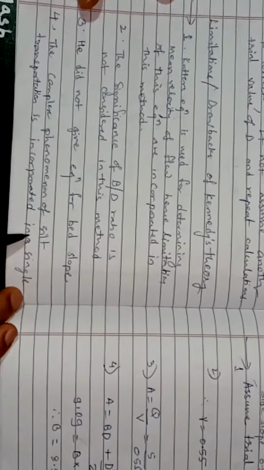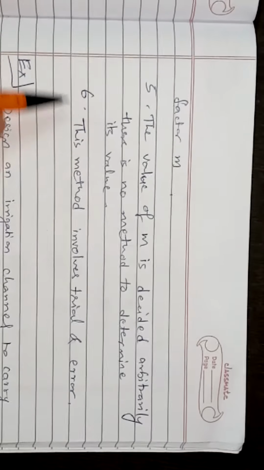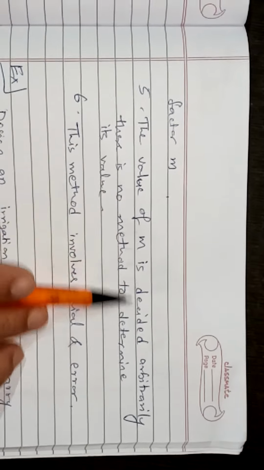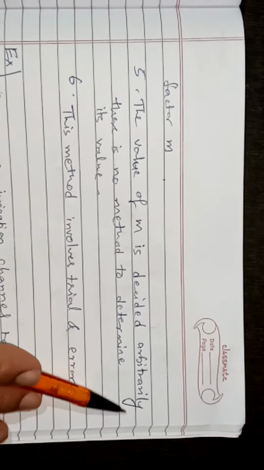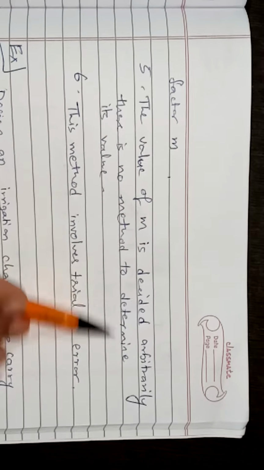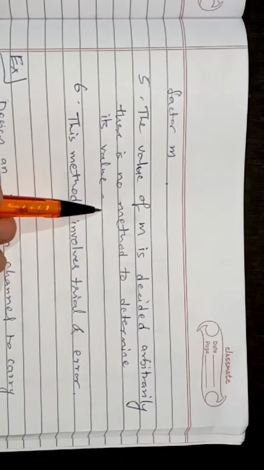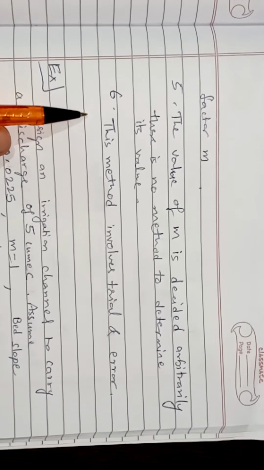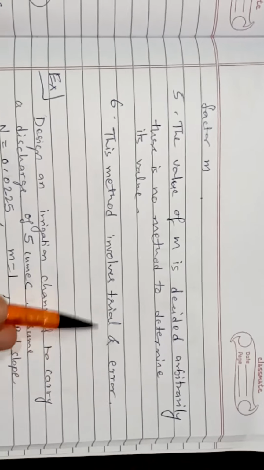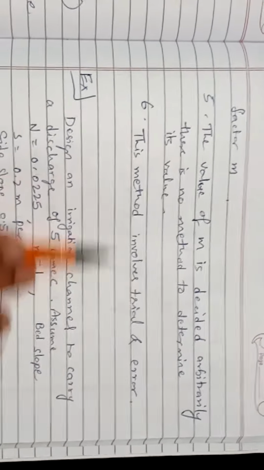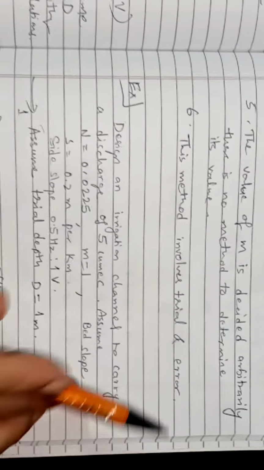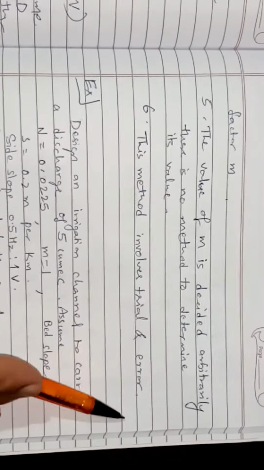Point number four: the complex phenomenon of silt transportation is incorporated in a single factor M, that is CVR, critical velocity ratio. The value of M that Kennedy has decided arbitrarily; there is no method to determine the value of M. The sixth point: the method involves a trial and error procedure, therefore it is cumbersome. So these are the limitations or the drawbacks of this theory.